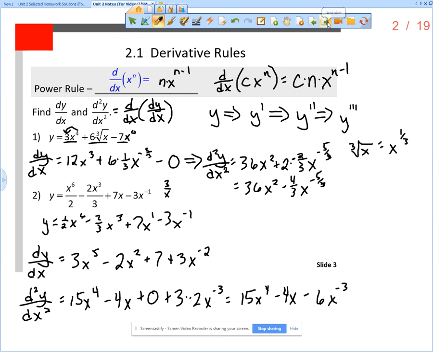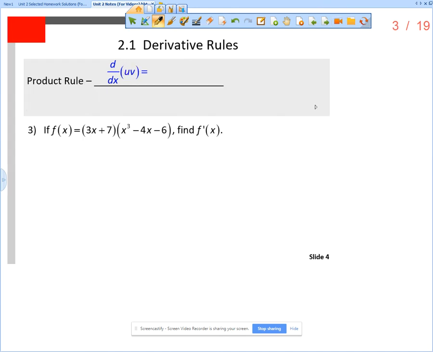All right, so now on slide number 4, next, we're talking about the product rule. So the product rule refers to when we have two functions that are multiplied together. So this one says the derivative with respect to x of u times v. So basically, this means we have two functions that are multiplied by each other. So when we look down here in the example, I have 3x plus 7 times x cubed minus 4x minus 6. So two things that are multiplied together. All right, so the product rule is we take u and multiply by the derivative of v, so dv dx, plus v times the derivative of u, du dx.